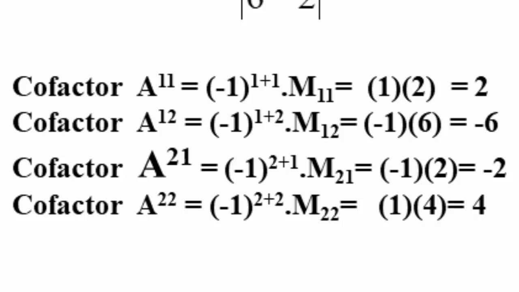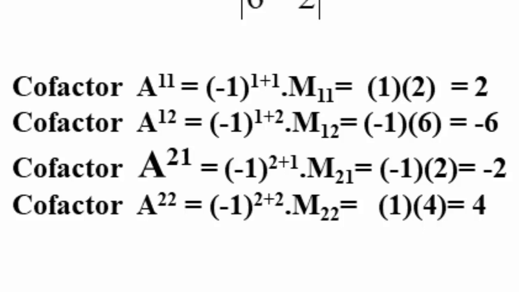A12 is minus 1 raised to 1 plus 2 into M12, which is equal to minus 1 into 6, which is equal to minus 6. A21 is equal to minus 1 raised to 2 plus 1 into M21, which is equal to minus 1 raised to 3 into 2, which is equal to minus 2. A22 is equal to minus 1 raised to 2 plus 2 into M22, which is equal to minus 1 raised to 4 into 4, which is equal to 4, where M11, M12, M21, M22 are the minors.